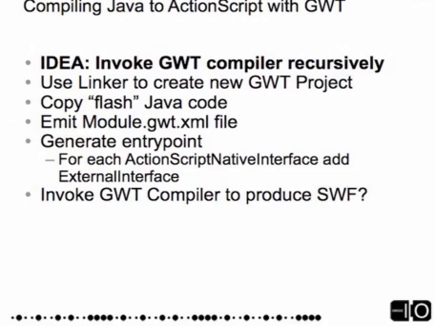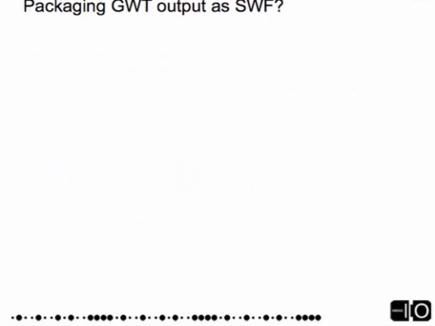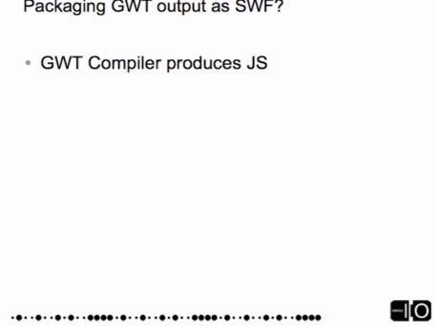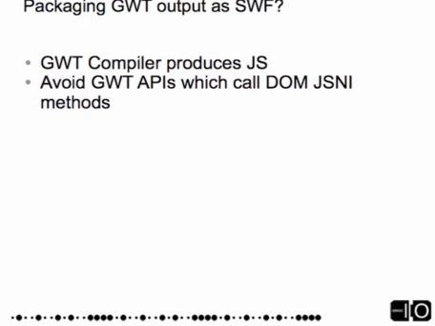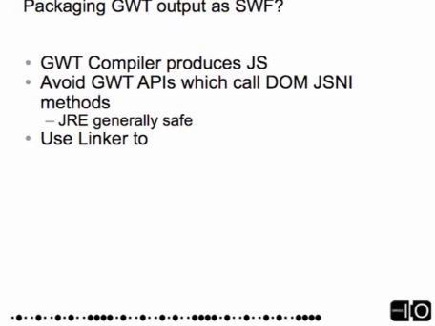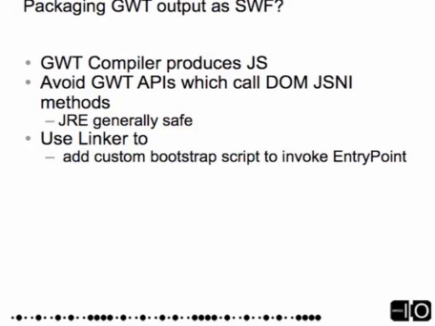But I still haven't explained how that's going to happen and emit SWF as an output artifact. Well, how do we do it? The GWT compiler produces JavaScript. It turns out it's actually relatively clean JavaScript. And if you avoid any GWT APIs that actually touch DOM methods, because the DOM only exists in the browser, JRE methods generally safe, the code turns out that actually it will work with the Flex3 SDK compiler. It will actually look like ActionScript.